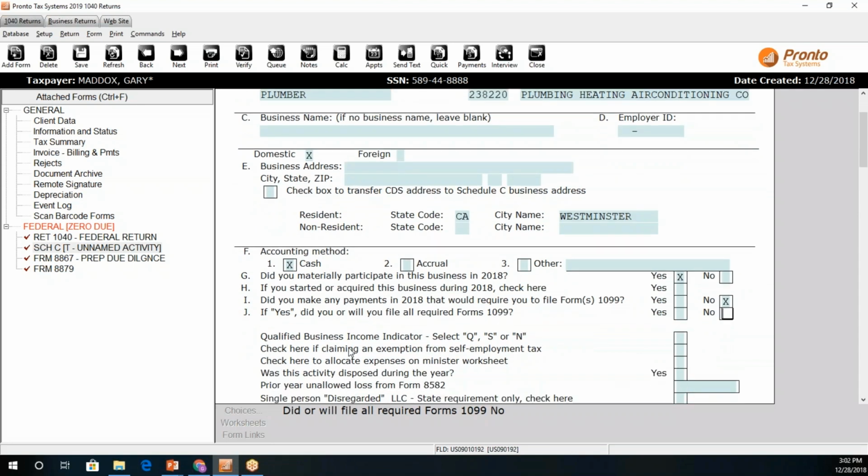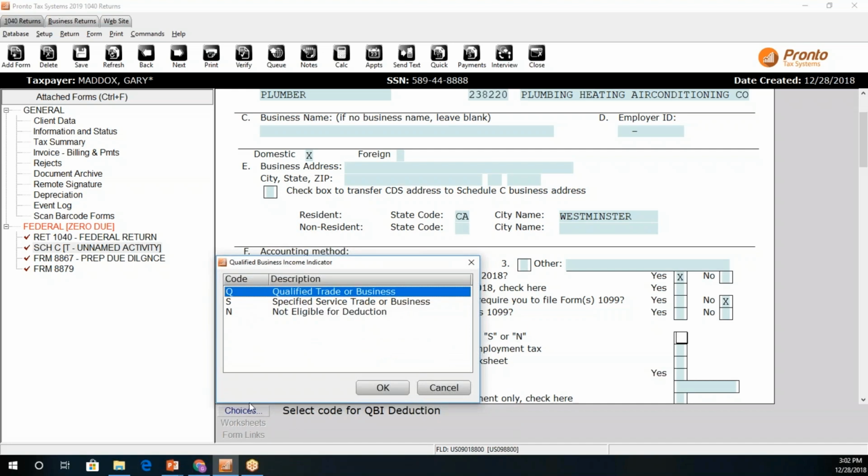This is new, the qualified business income indicator. Okay, so we go to this box, and none of you are familiar with this, as was I. So let's look at the choices. Because of this new QBI law that was enacted, you have three codes. Is he a qualified trade or business? Is he a specified service, trade, or business? Or is he not eligible for the deduction? Okay, I'm going to pick Q, as I think that is the answer. However, he could be a specified service, trade, or business, but for now, let's go with qualified trade or business.